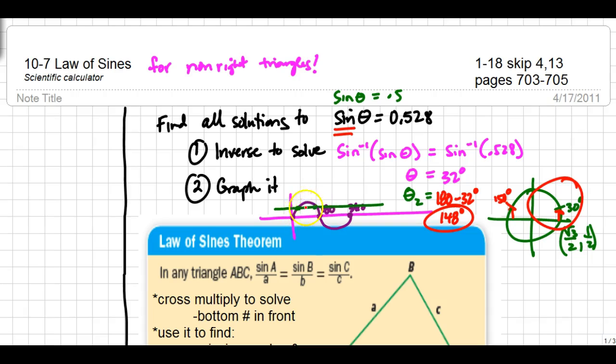And you can see that real clearly here in the graph as well, that there's going to be two of the same answers before you get to 180. We'll revisit this again at the end of the lesson.